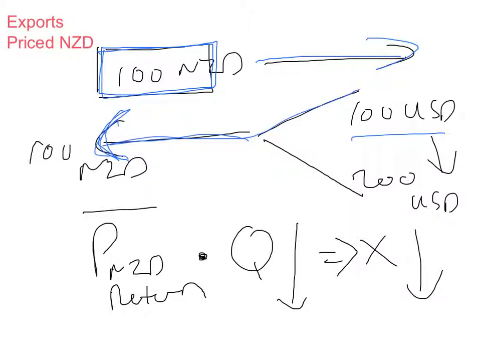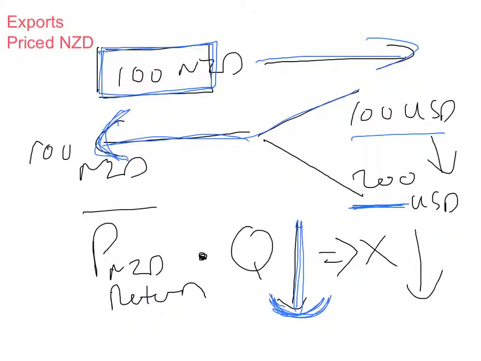Alright. But then we've got that appreciation of the New Zealand dollar against the foreign currency, which in this case is the US dollar. So the next time they purchase that service from us, it's going to cost them $200 US. They're going to get a bit of a shock, aren't they? So what's going to happen is the quantity of that service that they demand from us is going to go down.